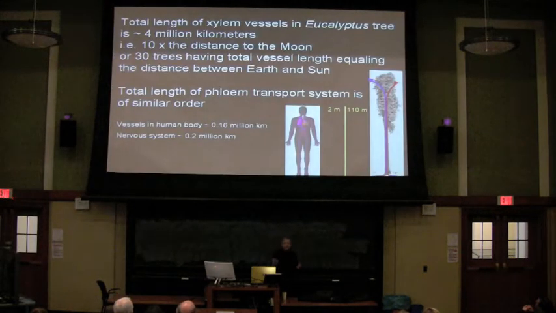And to give you a feeling of the scale of this micro-fluidic device, you can look at these numbers. 4 billion kilometers of tubes are in a single eucalyptus tree, which is 10 times the distance to the moon. And 30 trees, if we put all the tubes from a tree together, would reach the sun, which is 8 minutes of light travel. This is a huge amount of microfluidic system, way more than humans have in form of their vessels or even nervous system.